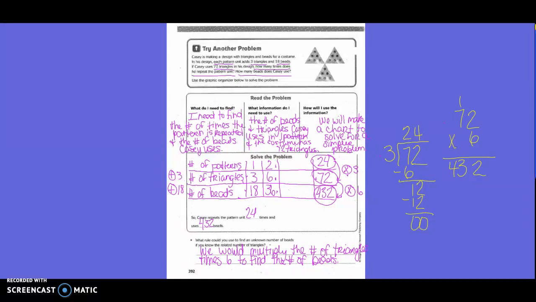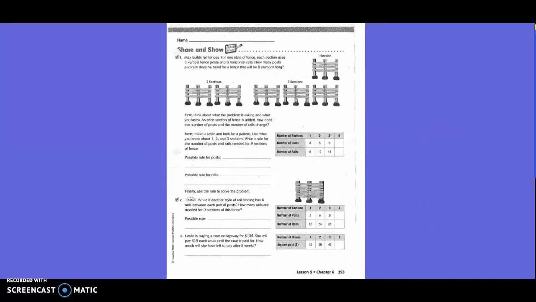What rule could you use to find an unknown number of beads if you know the related number of triangles? We would multiply the number of triangles times 6 to find the number of beads. Share and show. Max builds rail fences. For one style of fence, each section uses 3 vertical fence posts and 6 horizontal rails. How many posts and rails does he need for a fence that will be 9 sections long? So what do we need to underline, guys?